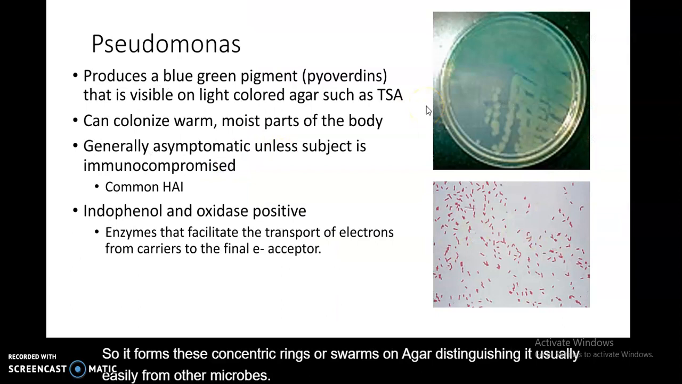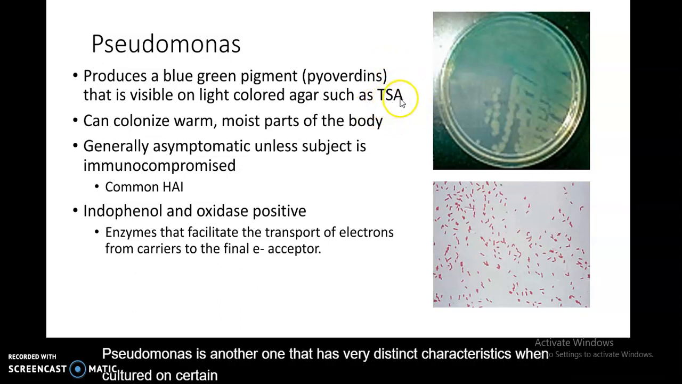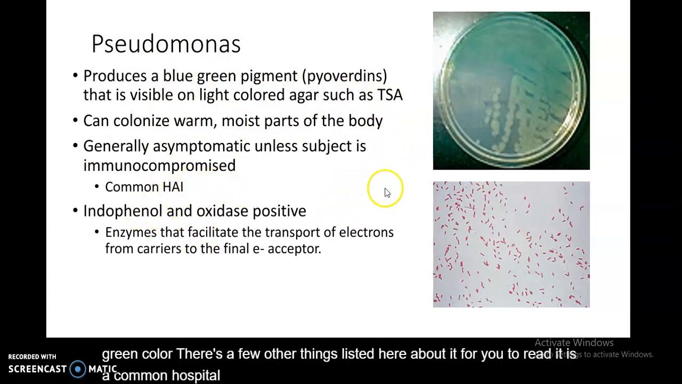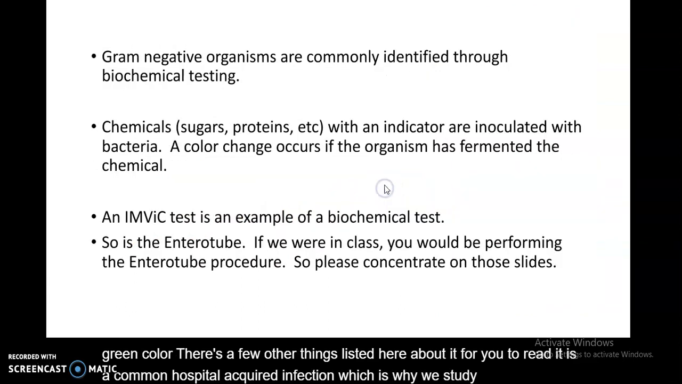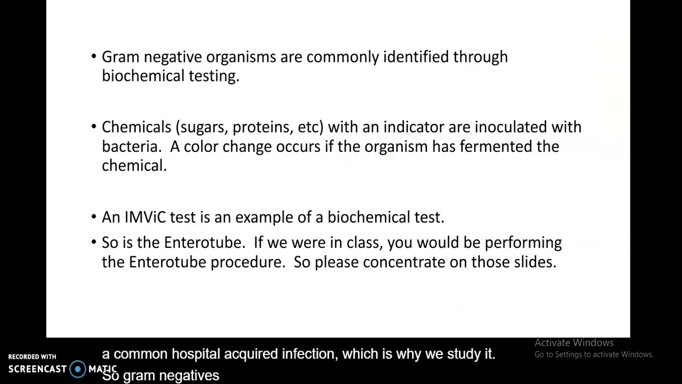Pseudomonas is another one that has very distinct characteristics when cultured on certain types of agar, like tryptic soy, where it shows a blue-green color. There's a few other things listed here about it for you to read. It is a common hospital-acquired infection, which is why we study it. So gram-negatives, we have to test for certainty using biochemical testing.